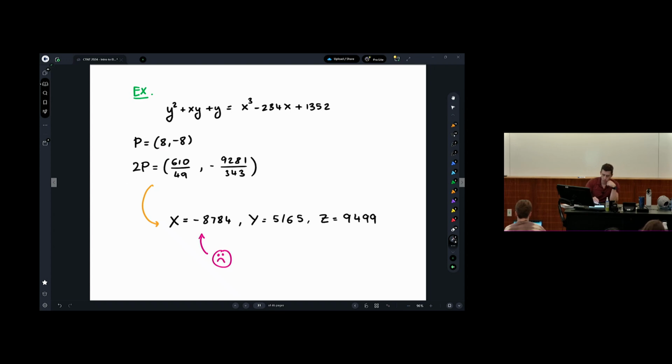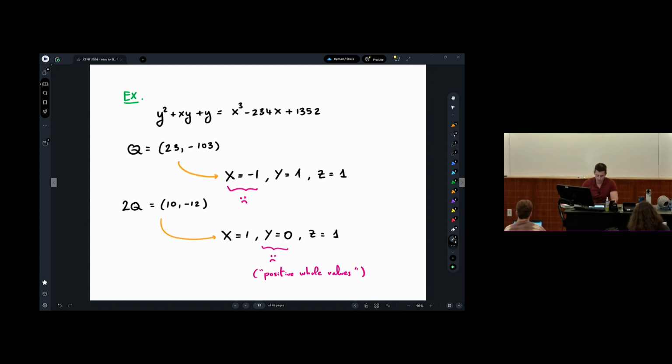So if I double the point, I get this point, and I can send it to the fruits model, and it tells me that minus 8,784 apples, 5,165 bananas, and 9,499 pineapples also works. It still doesn't work because of this. So that doesn't work. There are more points.